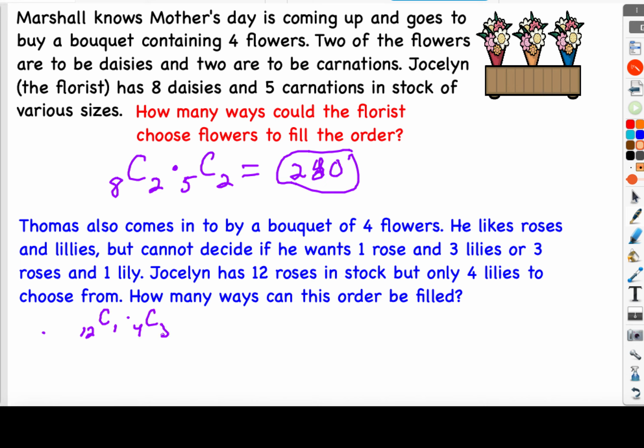But wait a minute, since Thomas doesn't know which order he wants, we could also, from the 12 roses, choose 3, and the 4 lilies, choose 1. Again, that addition there is basically because we're saying we could be one or the other. One or the other. So again, when you're doing 2 things at the same time, we're doing 1 set of flowers and the other, we multiply. But or typically means we're going to add.